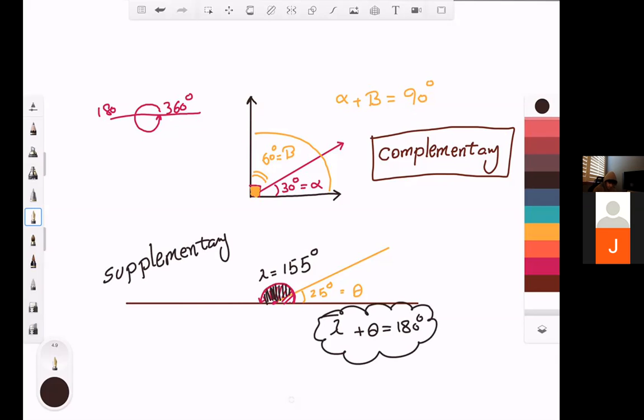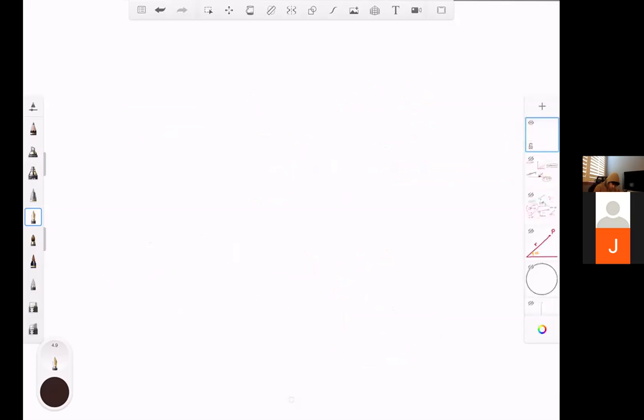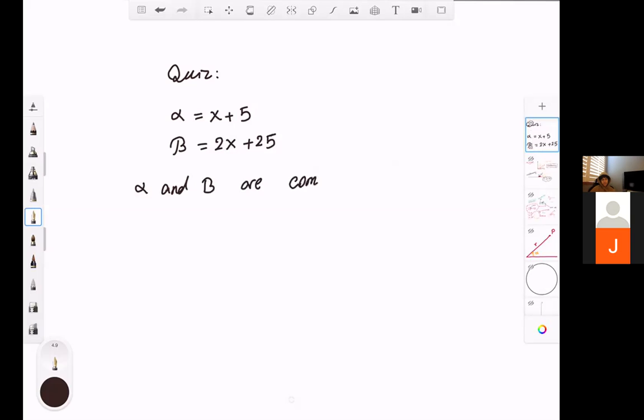So let's have one question for you guys to wake you up. One quiz. Alpha equals x plus 5, beta equals 2x plus 25. Good. Alpha and beta are complementary angles. Then solve for x. What is x?